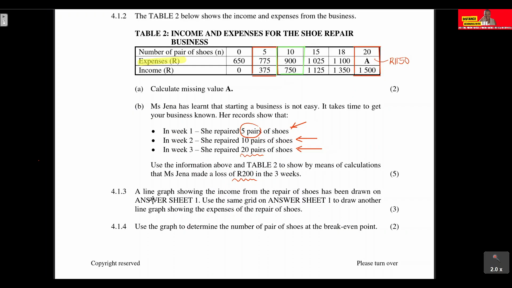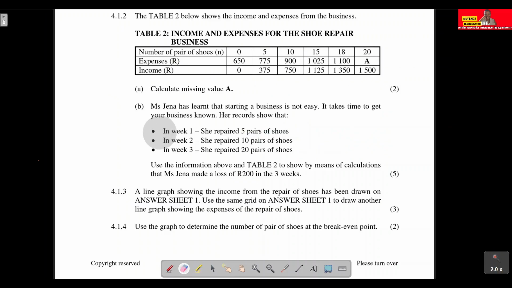Question 4.1.3. A line graph showing the income from the repair of the shoes has been drawn on the answer sheet. Use the same grid on the answer sheet to draw another line graph showing the expenses of the repair of shoes. So we are told that we're given an answer sheet. I'm going to show you guys the answer sheet just now. And we're told that this answer sheet has a line graph that shows the income that Miss Jenna gets from repairing the shoes. So on the same set of axes, what we now need to do is plot the expenses that Miss Jenna has from repairing the shoes.